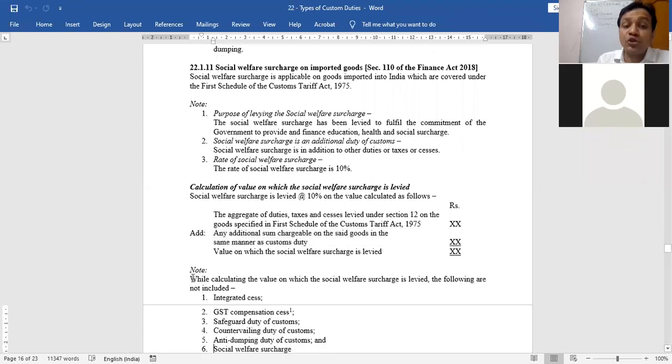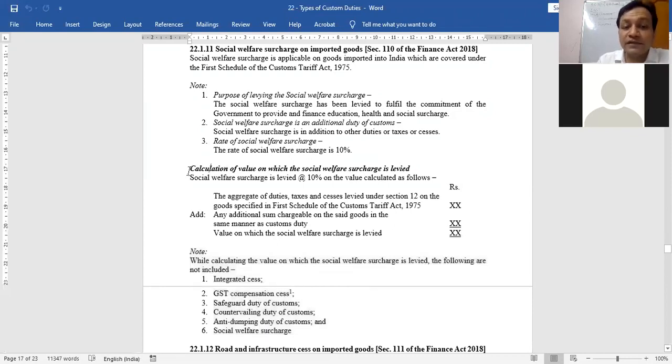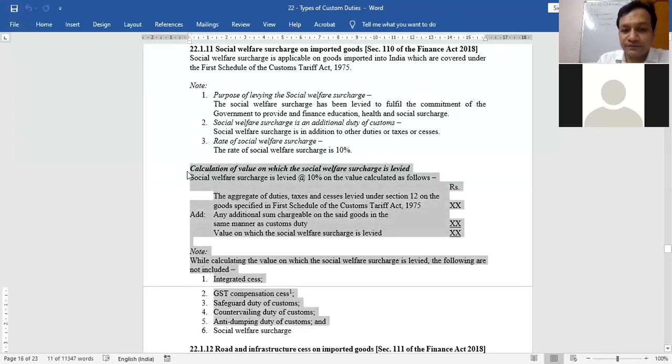But what should not be included? While charging social welfare surcharge, these things are to be excluded. Don't include integrated tax. Don't include GST compensation cess. Don't include safeguard duty. Don't include countervailing duty. I have not discussed countervailing duty because it is not in our course. Don't add anti-dumping duty and don't add, of course, social welfare surcharge. So after reading this, you have to take the photo of this note also.